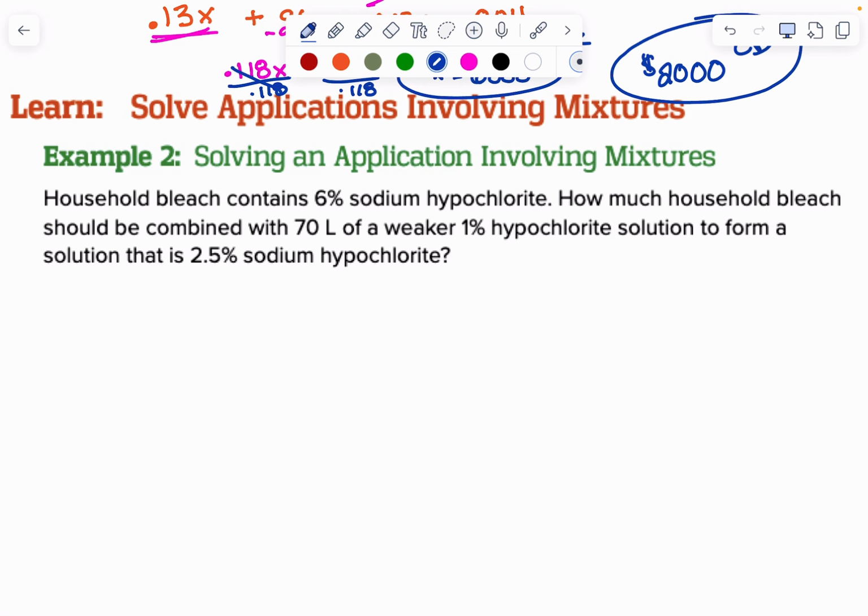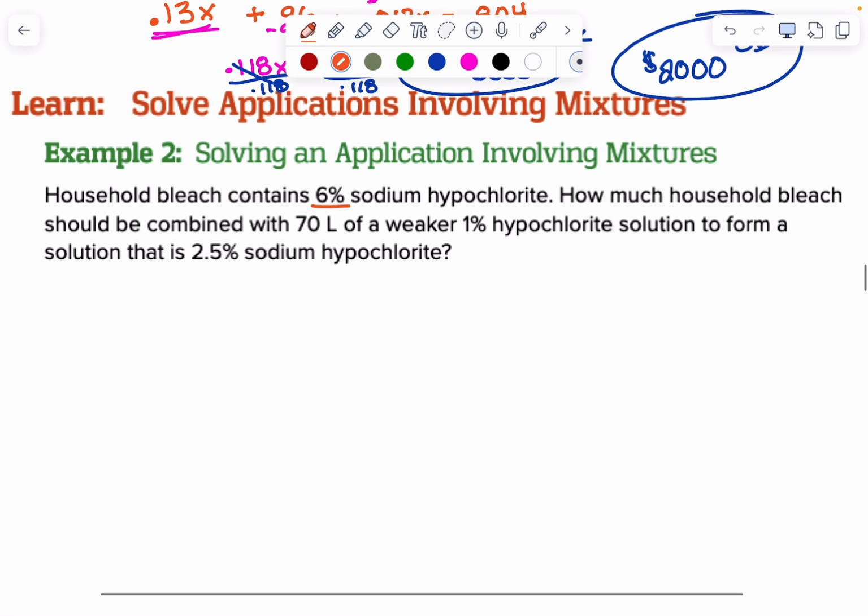Okay, all right, mixture problems. We're mixing things together. So, household bleach. Household bleach contains 6% hypochlorite. That's 6%, so 0.06 is what I'm going to write down. That is its concentration. How much household bleach should be combined with 70 liters of a weaker 0.01 hypochlorite solution to find a 2.5%, which is 0.025, okay?